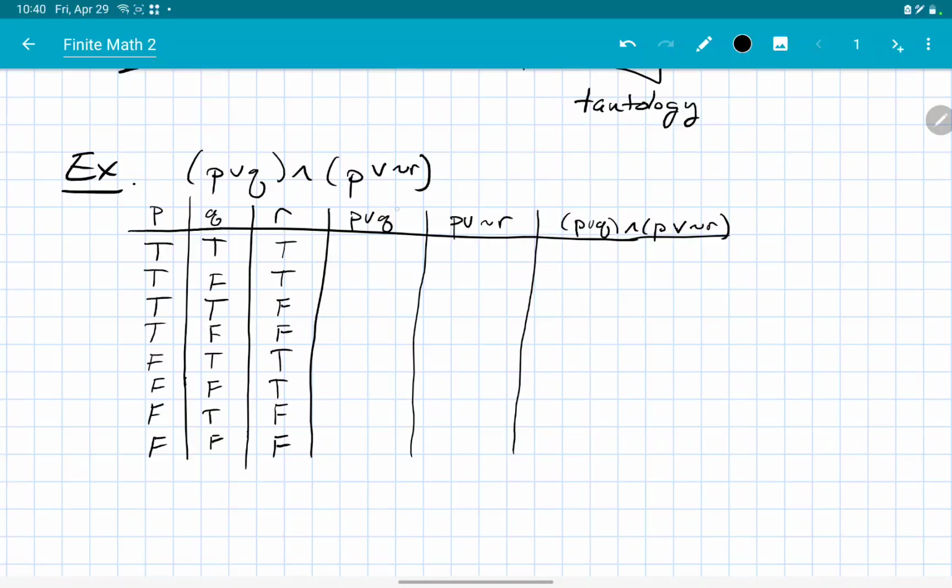So here, let's just go through this. Instead of going through this column by column, let's go through this row by row. I think it might be a little easier. P or Q, that's fine, because P, Q, and R are all true. P or not R, that's fine, because we have P. And then this last one is going to be true only in the case that the previous 2 columns are true.